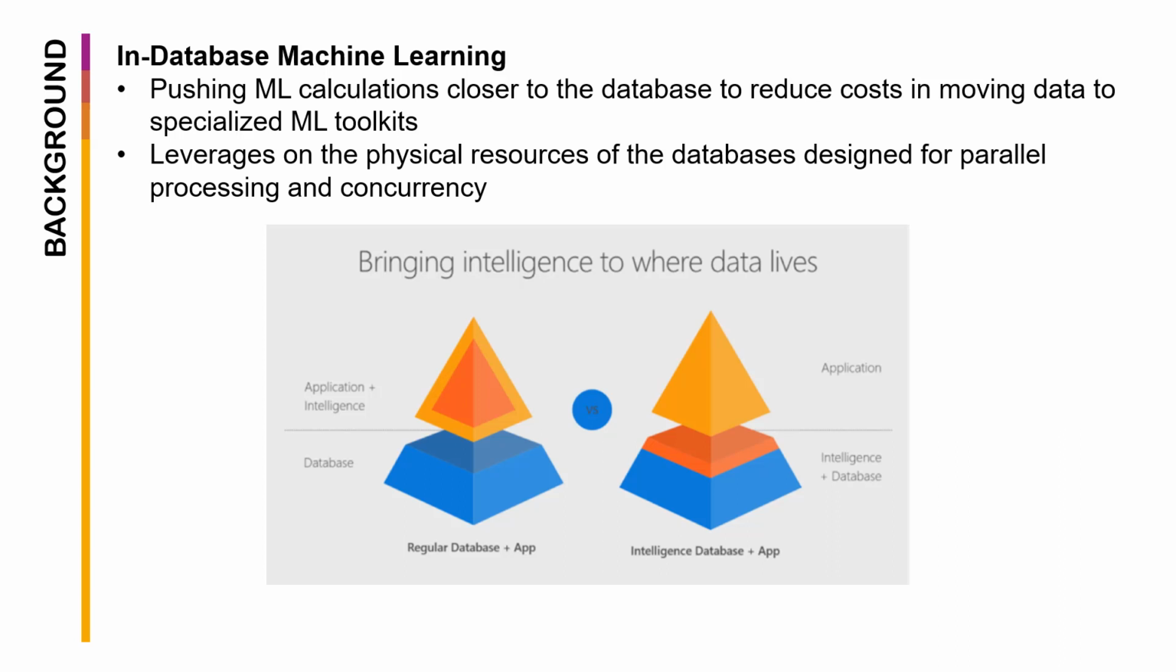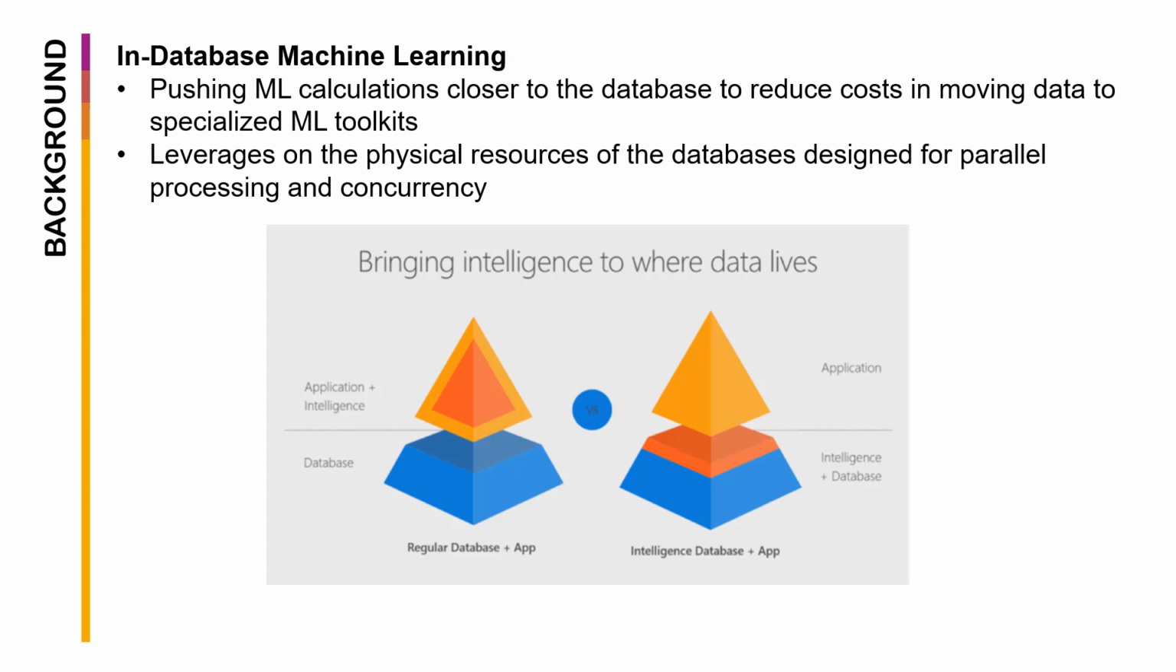Traditionally we have a regular database, which is the blue block at the bottom, and the application containing the business logic and the intelligence. The database merely acts as the source of the data. Whereas in in-database machine learning, we push down the intelligence to the database together with the rest of the data, and the application becomes, quote unquote, thinner, or lighter, since it will simply extract these results or insights from the database.